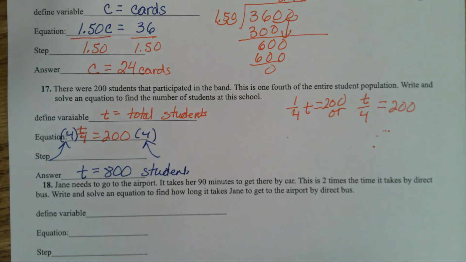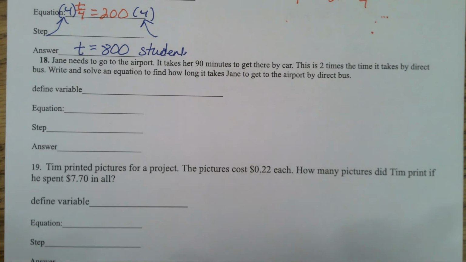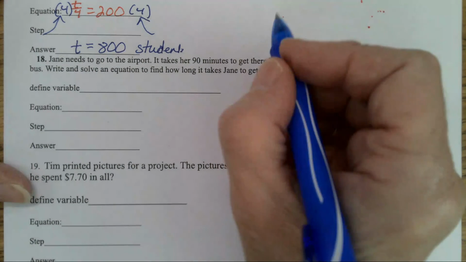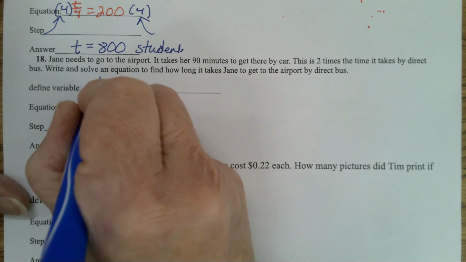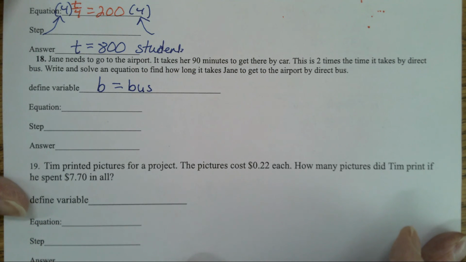Now let's go to number 18. Jane needs to go to the airport. It takes her 90 minutes to get there by car. This is 2 times the time it takes by direct bus. Write and solve an equation to find how long it takes Jane to get to the airport by direct bus. What do we need to find? The time for the bus. So I'm going to put B equals the direct bus, or the bus time. Okay? My equation.